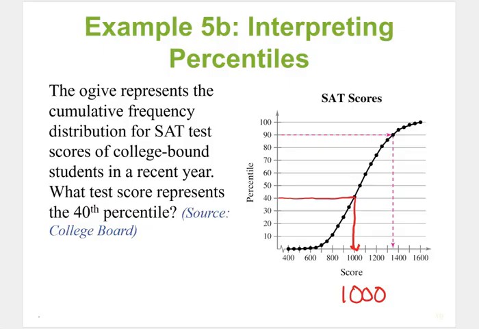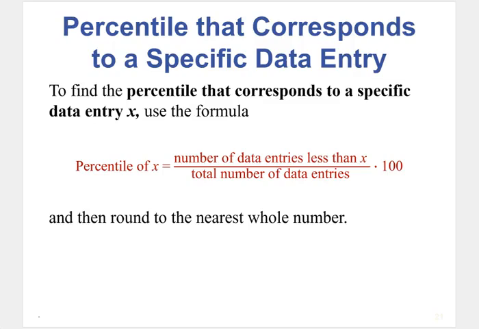All right, but if you are given a data set and they want you to find which entry from your data set corresponds to a specific percentile, what you have to do is that the percentile of X is going to be equal to the number of data entries less than X, divided by the total number of data entries, times 100. So that is the formula you would use to find it. So let's do an example and then we can walk our way through it.